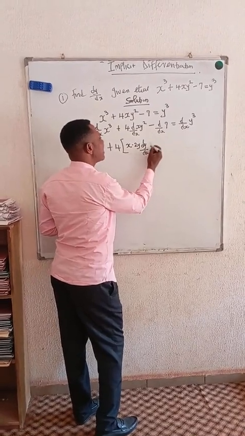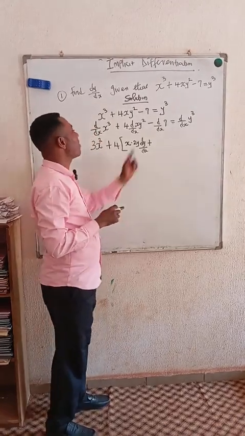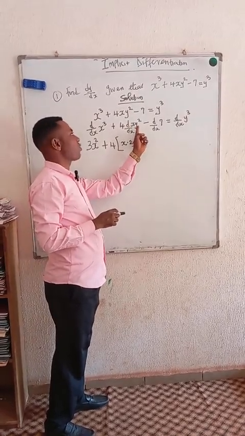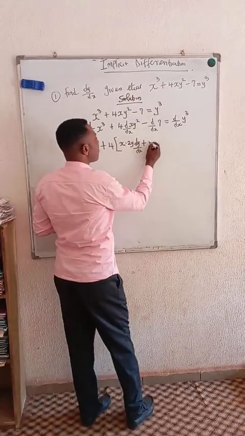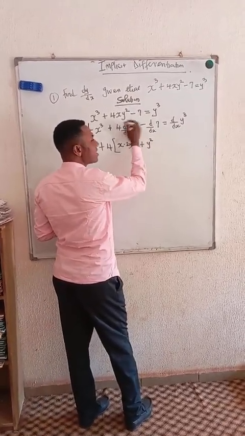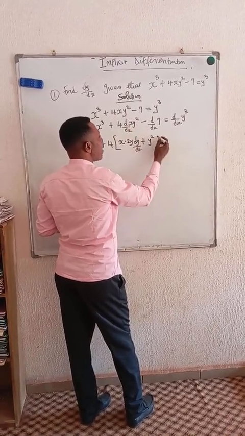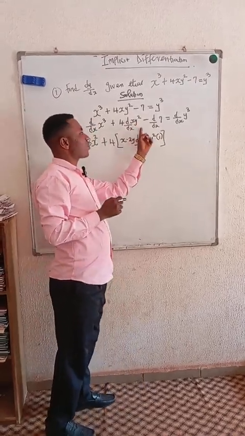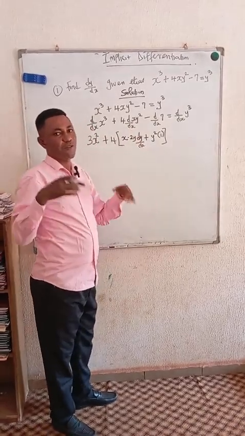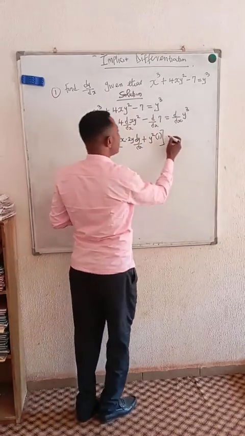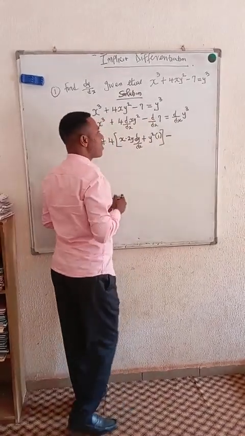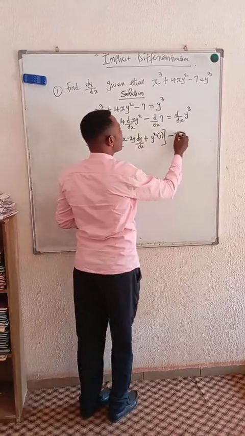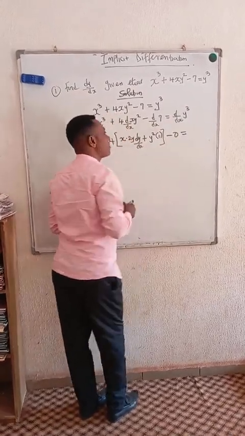Then plus, remember, the first thing we did was keep x constant while we differentiated with respect to y. Now we are going to be keeping y squared constant while we differentiate x. Differentiating x, you have 1. Minus the derivative of 7. 7 is constant, and differentiating a constant, we have 0. Equal to, now, this is y power 3.